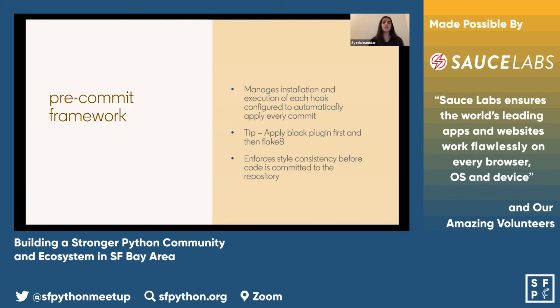This is how you can manage installation and execution of each hook, so that before you commit, when you have this framework installed, it's going to run the plugins against your code. If a plugin fails for whatever reason, it's going to fail, and it's going to tell you the reason why. Once you address the violations and the reason why it failed, you recommit. If the commit goes through, then you're set.